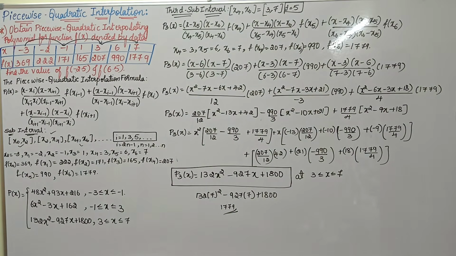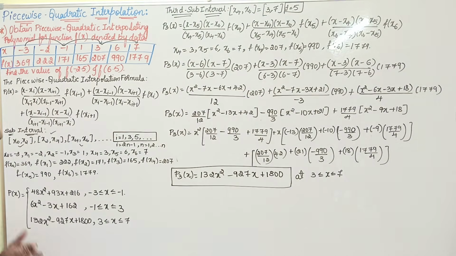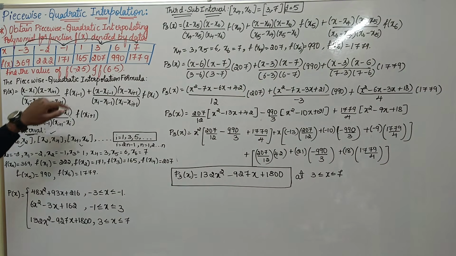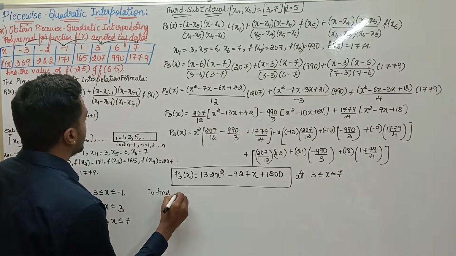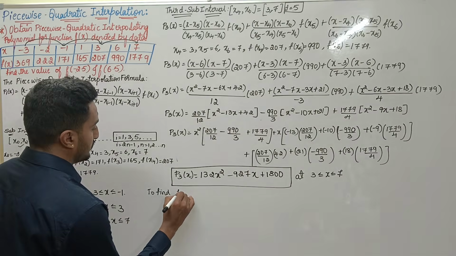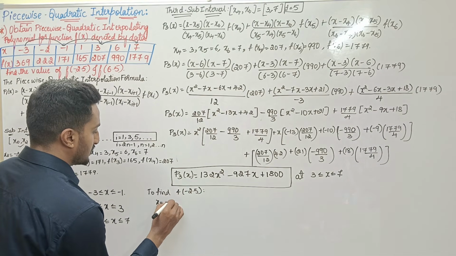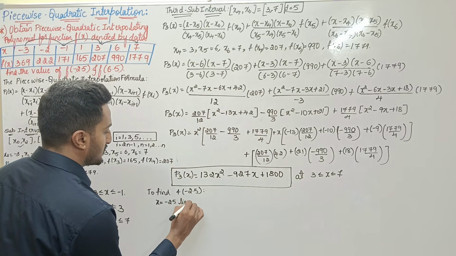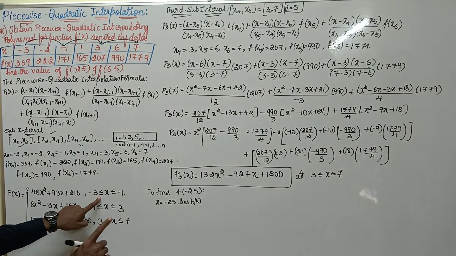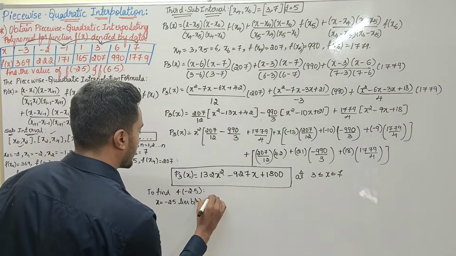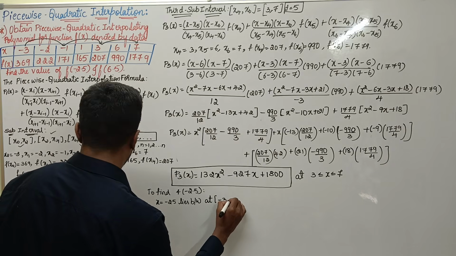Now, after finding all these three subintervals, I need to find the last value, that is f of, to find what? F of minus 2.5, where x equal to minus 2.5 lies between the interval. See, minus 2.5 lies between the first piecewise quadratic equation, at the interval minus 3 comma minus 1.